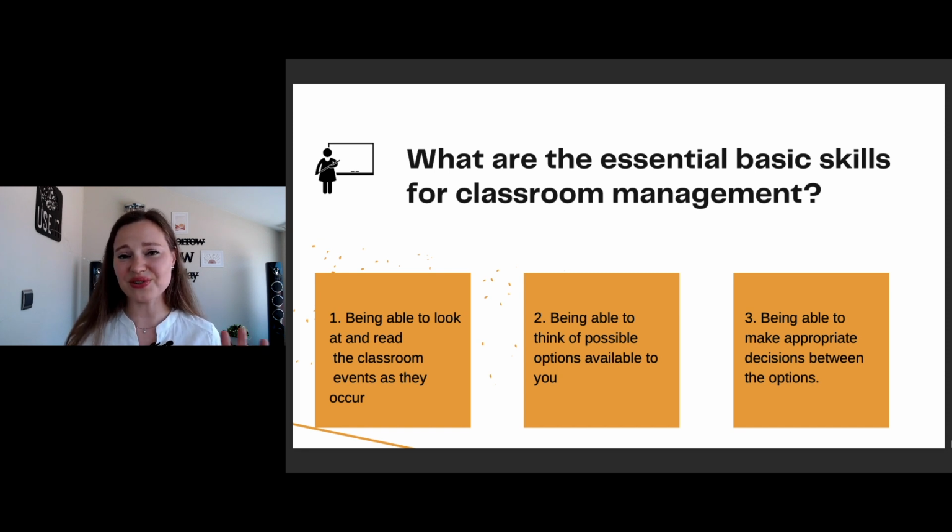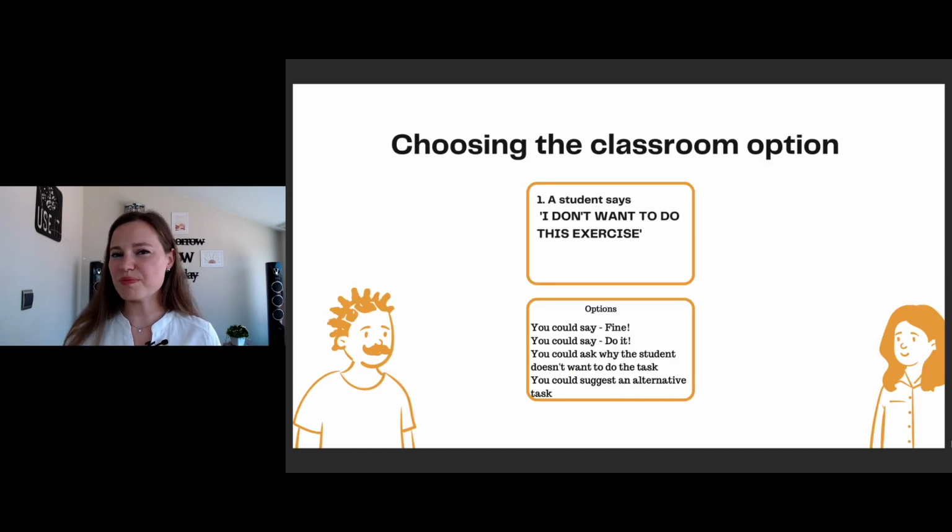So let's say you have 2-3 options and you don't know what to choose. You need to consider how it correlates with the aims of the lesson and how your students may benefit from your actions when choosing the classroom option.